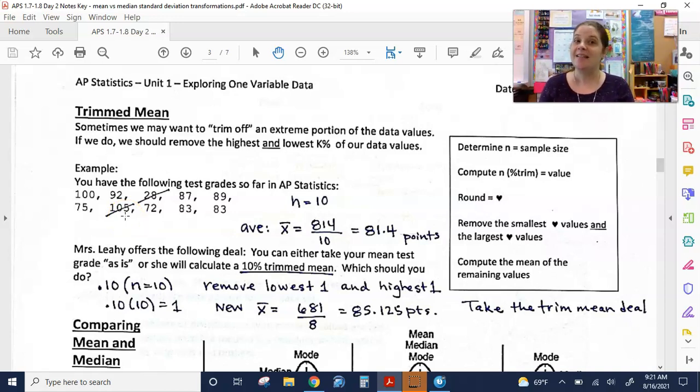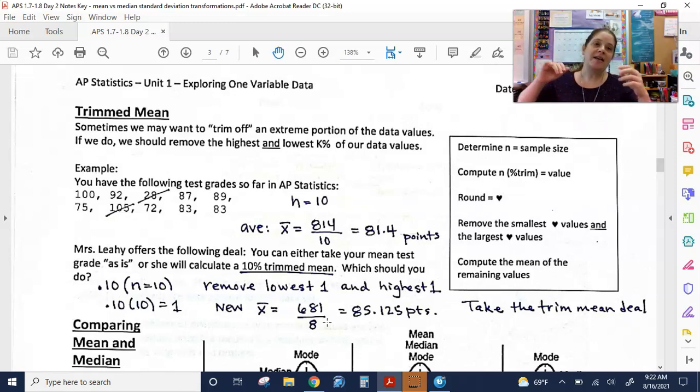So basically I said, hey, listen, I will drop your lowest score, but I'm also going to drop your highest score, and I'll give you the average of what's in the middle. Okay, so our new X bar then, we only have 8 values left. So I take 100 plus 92, I don't use the 28, 87, 89, etc. Those add up to 681. 681 divided by 8 is 85.12. So that is a higher mean because it excludes those values. Basically that 28 was lowering your grade more than the 105 was bringing it up.